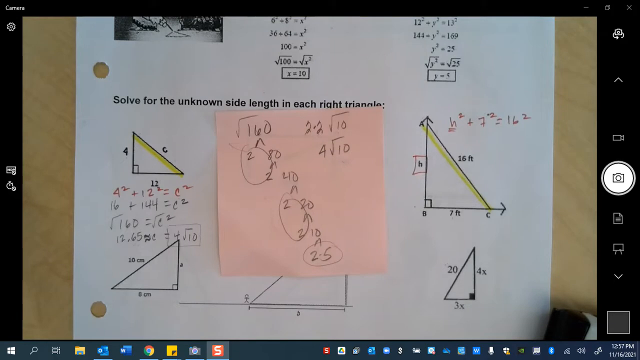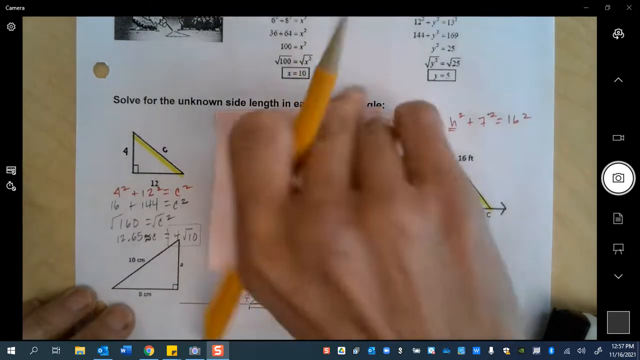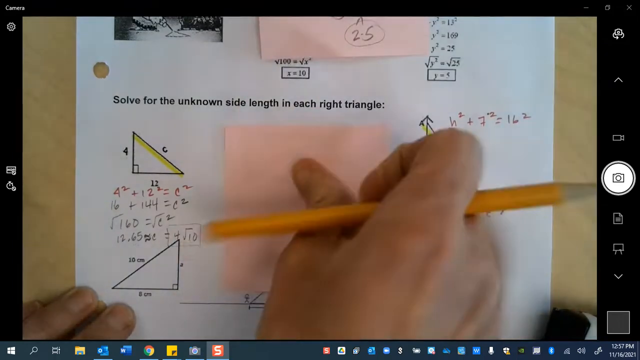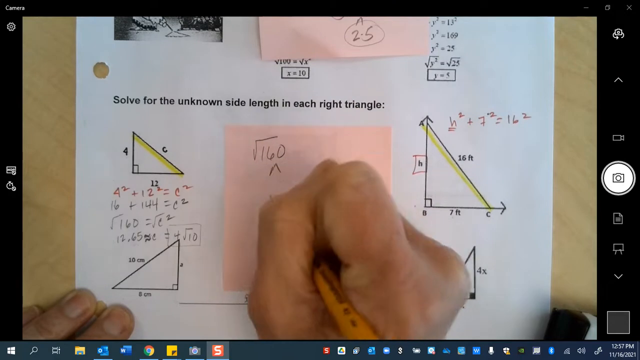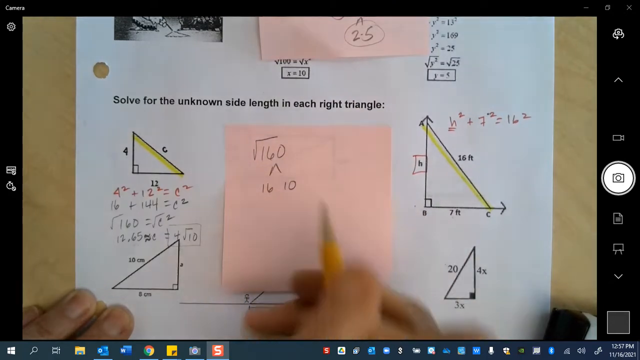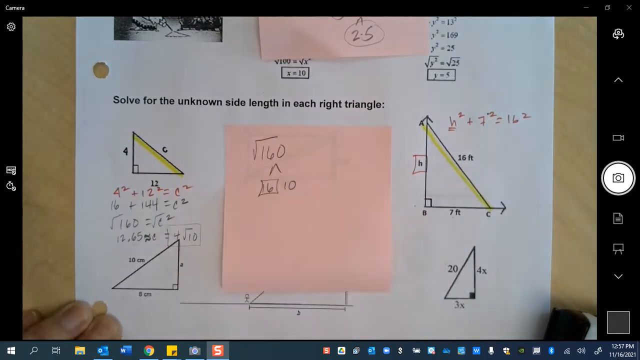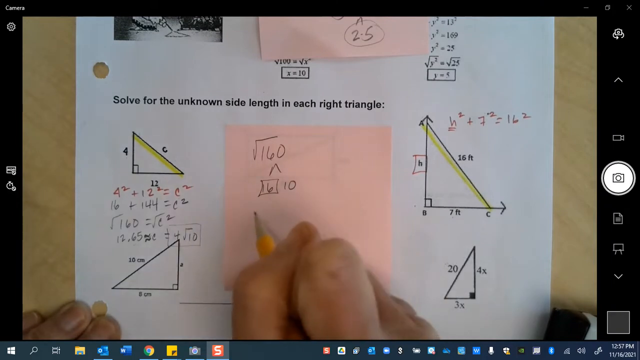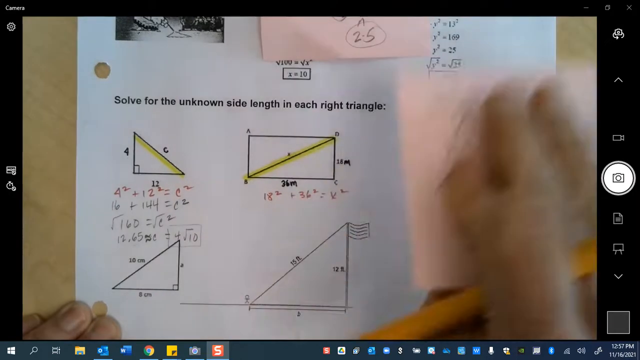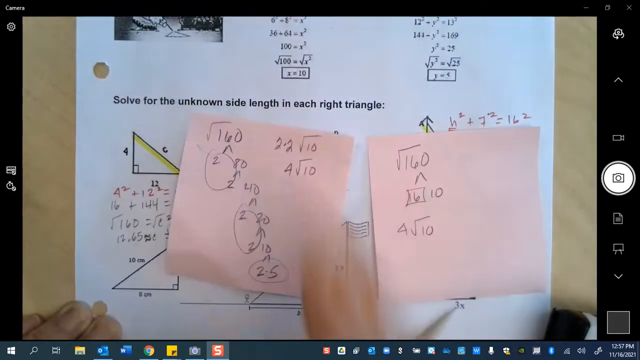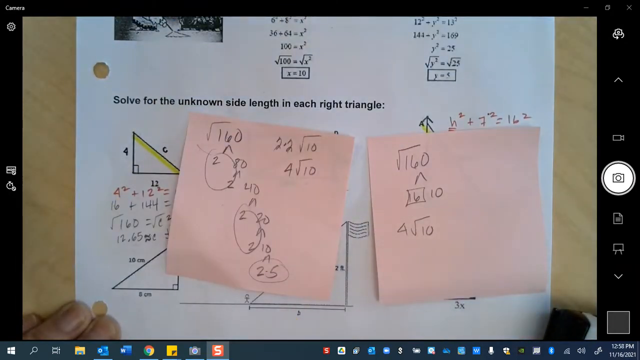If you are a number person and you enjoy spinning the numbers around in your head, I actually prefer another method. If I think about the square root of 160, I prefer to think of this as 16 and 10. I know this is a perfect square. The square root of 16 is 4, and that's what's left. So you tell me, which of the two methods do you like better?